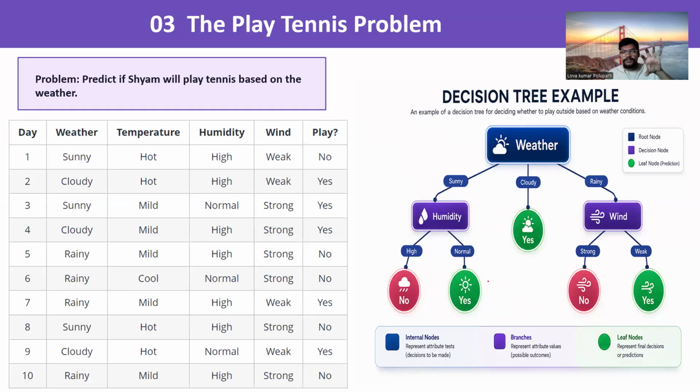We'll take one simple real-time scenario. I will take this guy, Sham. Based on the weather, he wants to decide whether to go and play tennis or not. Let's see how a decision tree will work on this data set to predict whether this guy is playing or not. Let's try to understand the data first.